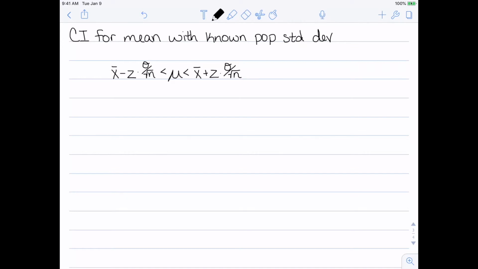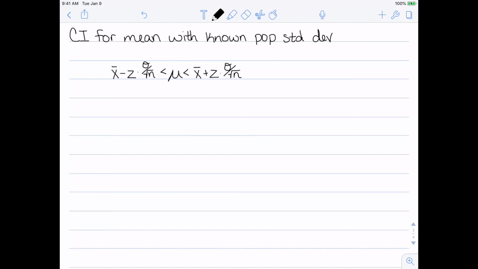This z value comes from my confidence level. And in my previous picture, we showed the z's. That's where these come from. It's the actual numbers that would hold 95% of my data. And then we do the population standard deviation divided by the square root of the sample size.